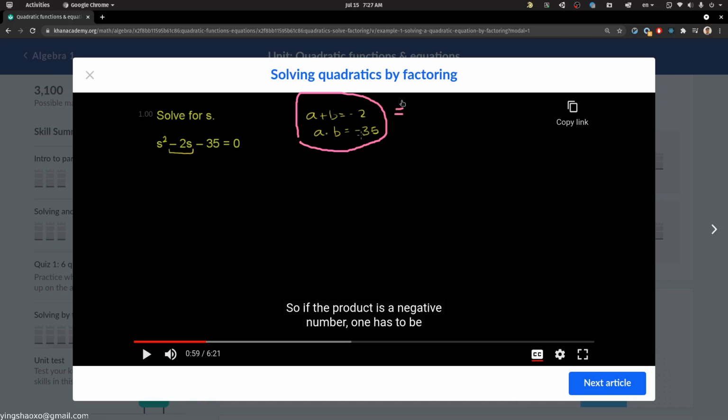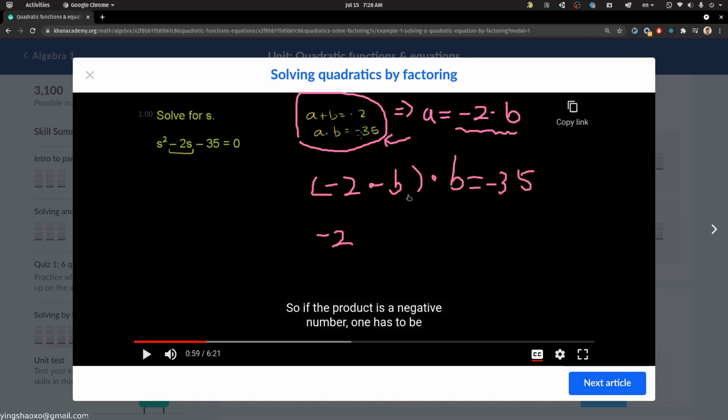For the first equation, we could get a is equal to -2 minus b, right? And then we substitute this expression into the second equation. So that would be (-2 minus b) times b equal to -35. Then we distribute, and we get -2b minus b squared equal to -35.